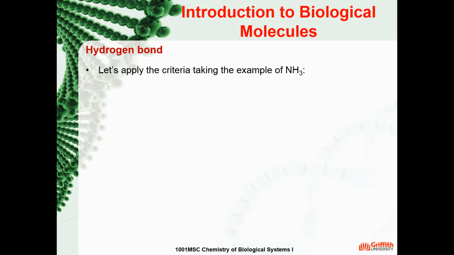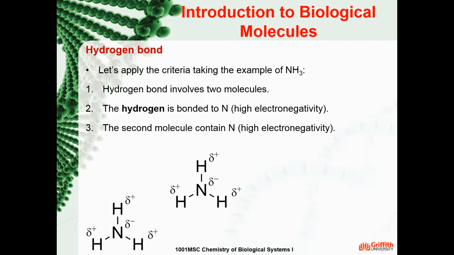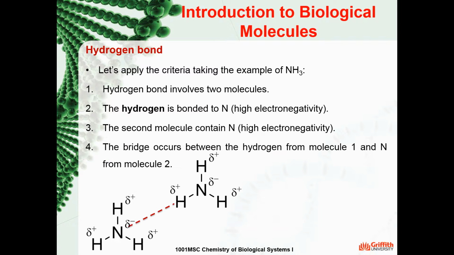Let's look at another example and see if hydrogen bonds can occur between ammonia molecules. The first criteria says that the hydrogen bond is a force of attraction, or bridge that involves two molecules. To meet the first criteria, we need two ammonia molecules. The second criteria is met as the hydrogen is bonded to nitrogen, which has a high electronegativity. The third criteria is also met as there is a nitrogen atom in the second molecule. As all criteria are met, then a hydrogen bond occurs between the hydrogen from molecule 1 and the nitrogen from molecule 2.